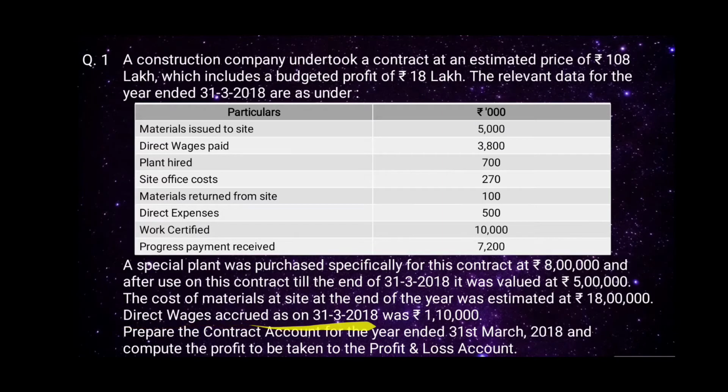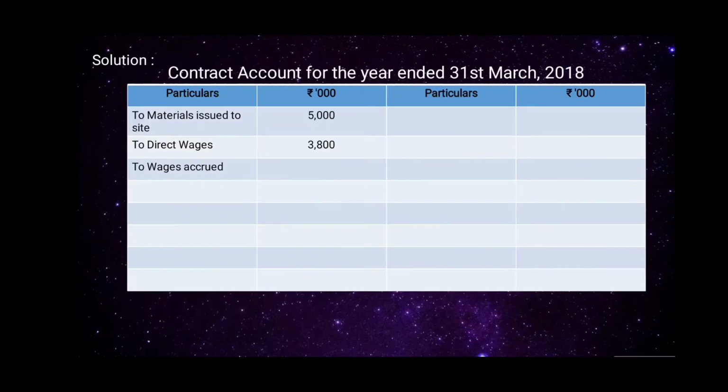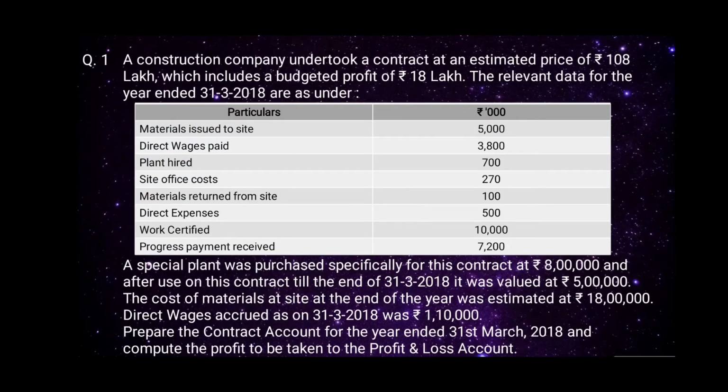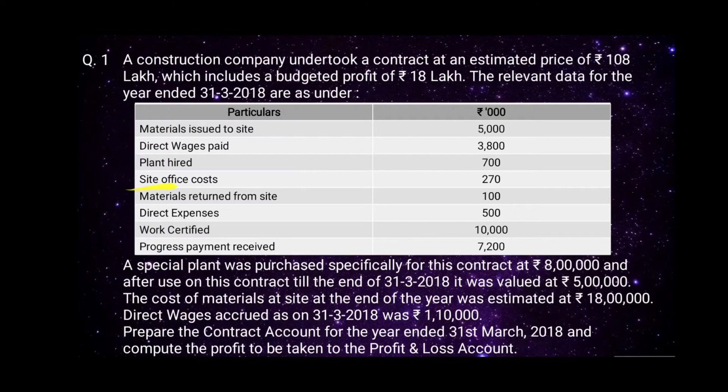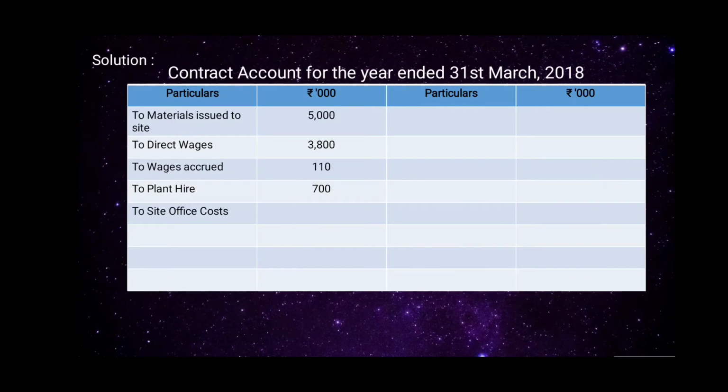Direct wages accrued as on 31st March 2018 was rupees 1,10,000. So let us record it in contract account. To wages accrued, amount will be 1,10,000. Next is plant hired, amount is 700. So to plant hire, amount is 700. Next is site office cost, amount is 270. To site office cost, amount is 270.